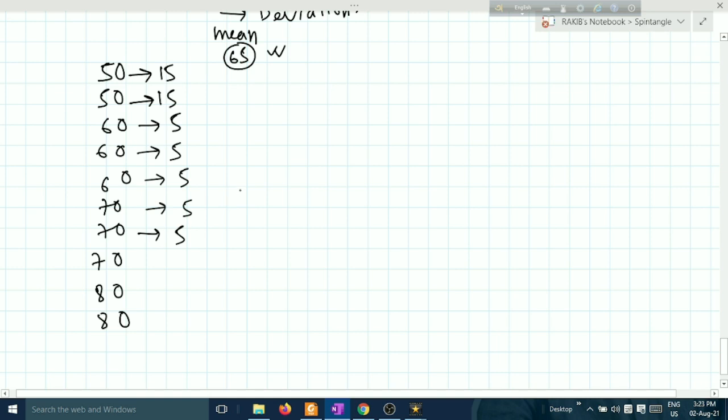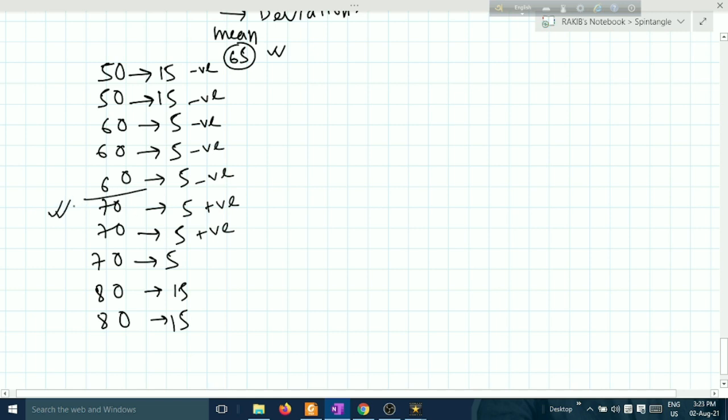But this will be called moment. Let me elaborate it first. This is deviating by 15. This is a negative deviation. This is also a negative deviation, but less. This is a positive deviation because 70 is greater than 65. This is also a positive deviation. 80 is highly deviating from the mean value, and 50 is highly deviating from the mean value at the lower point.